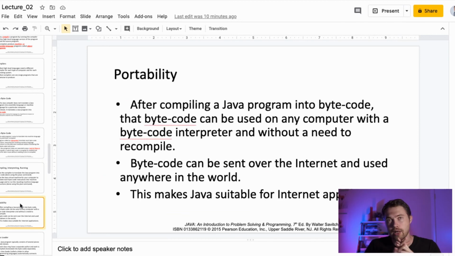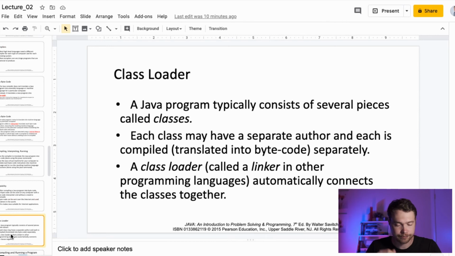Portability, again. So why is Java so popular? Why did Java become so popular? That was possible because, again, I would compile my code on my computer, send the bytecode to you, and it will still work, which is called portability.